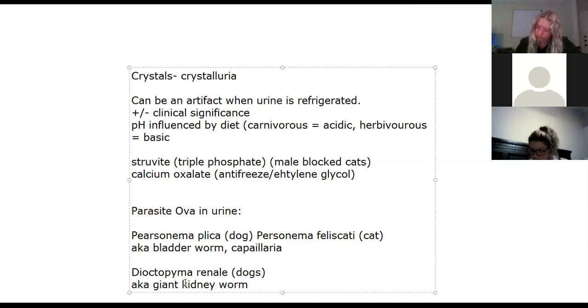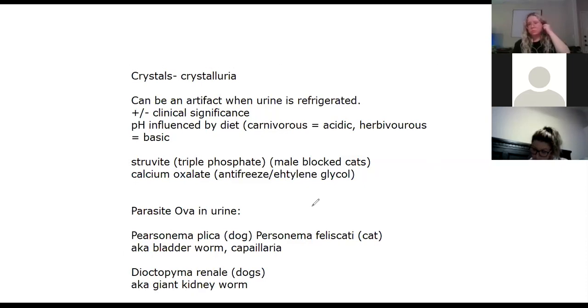I'll have pictures of these guys next week as well. I'm awful at drawing on this, but basically what I remember from these is our Pearsonema is going to have those end caps, and it's going to look kind of like the Trichuris vulpis, where we have that roundish ova, and then it has the end caps to it. And then the Dioctophyma renale, the giant kidney worm, is going to have multiple layers to it.